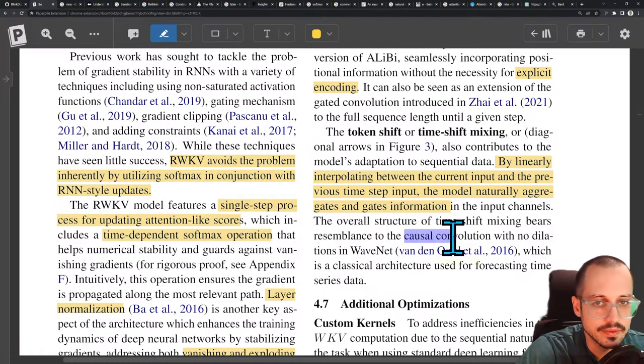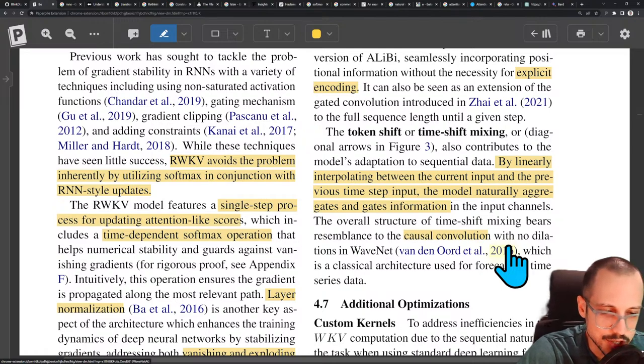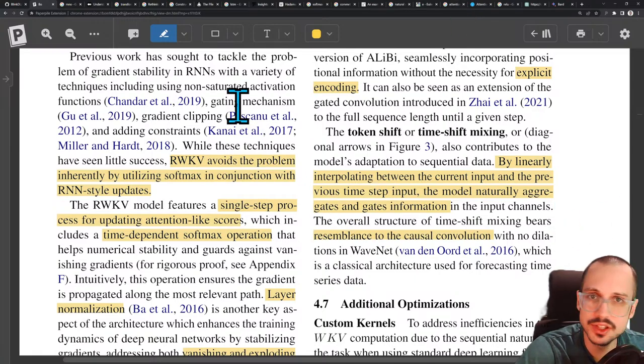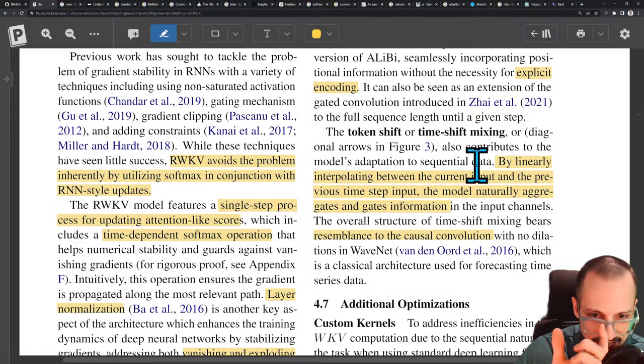Oh shit. Okay. You just have to tell me how it's like a convnet, and now it makes so much more sense. By linearly interpolating between the current input and the previous time step, the model aggregates and gates information. I'm like, okay, well, that doesn't make any sense. And then they're like, it resembles a convolution. And I'm like, shit, dude, that's what a convolution is doing. Right? Fundamentally, what a convolution is doing is it's basically blending in a little window of things. So interpolating between two things, it's like you're almost convolving between the current step and the previous step. So this time shift is almost a convolution in the token space, aka a token shift.